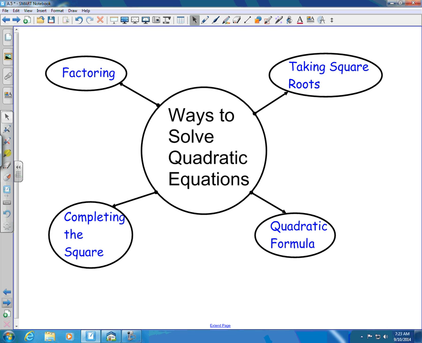You can solve by factoring. You can solve by taking square roots. You can solve by quadratic formula, and you can solve by completing the square. So those are the 4 different ways that we're going to be going over on how to solve quadratic equations. Let's start with the factoring.